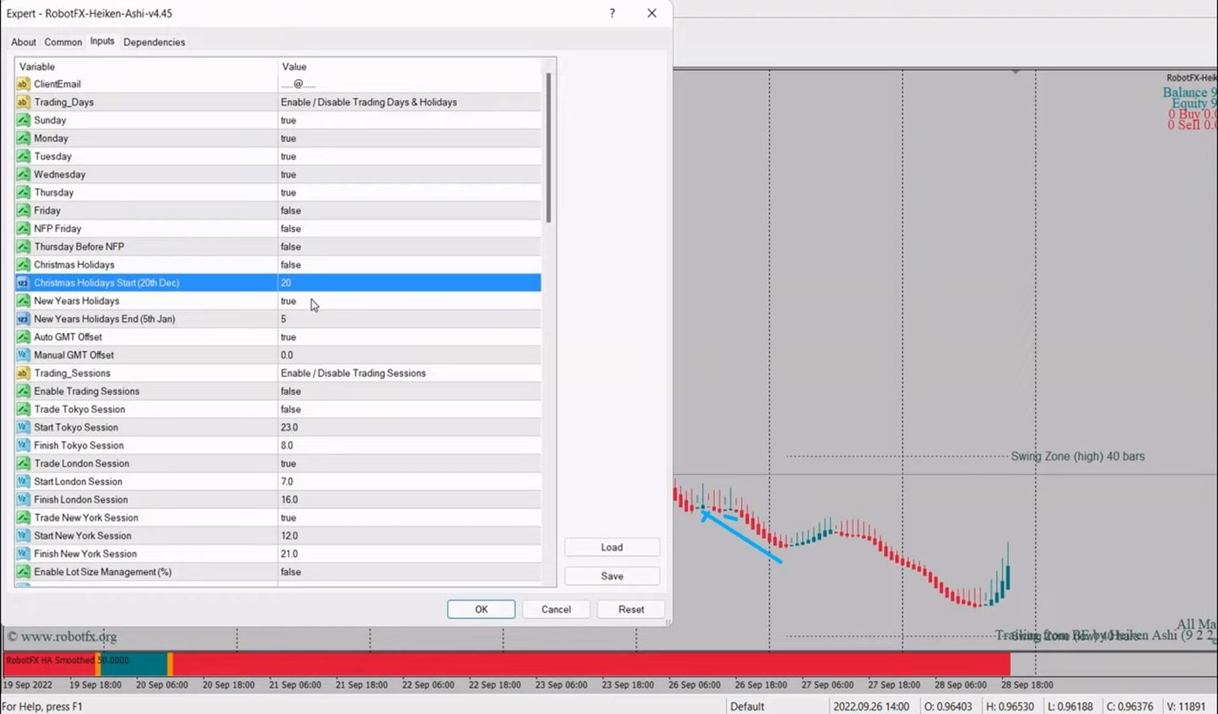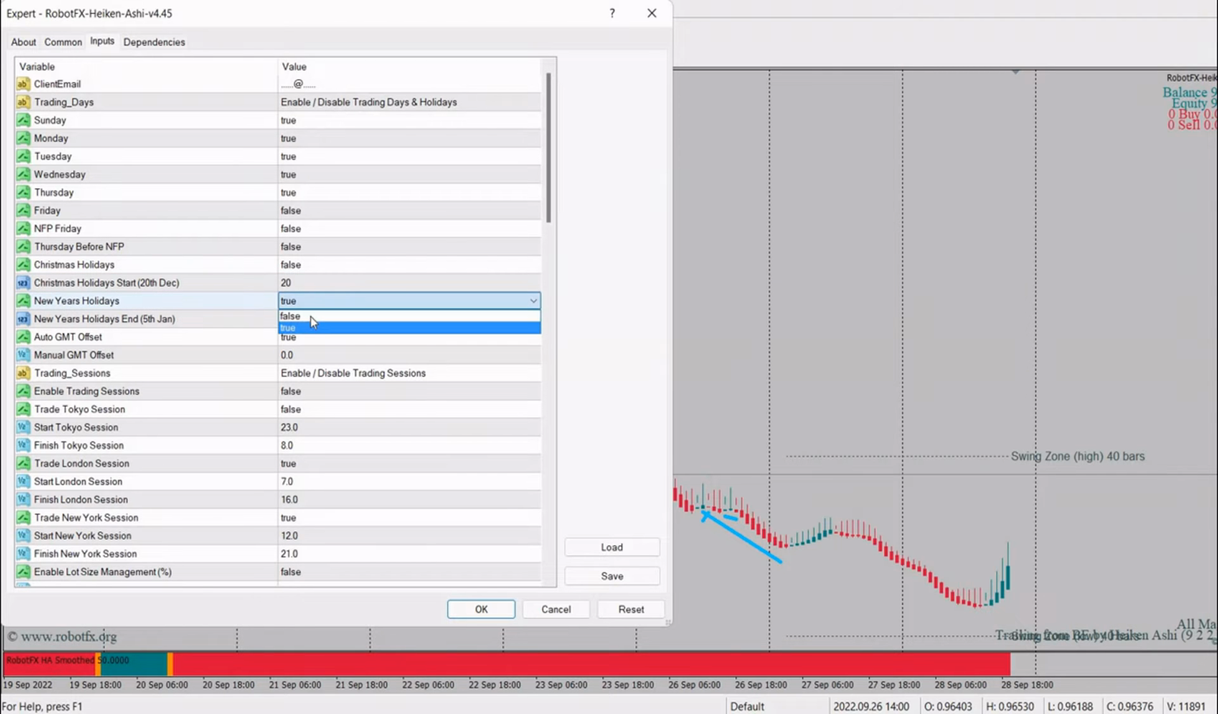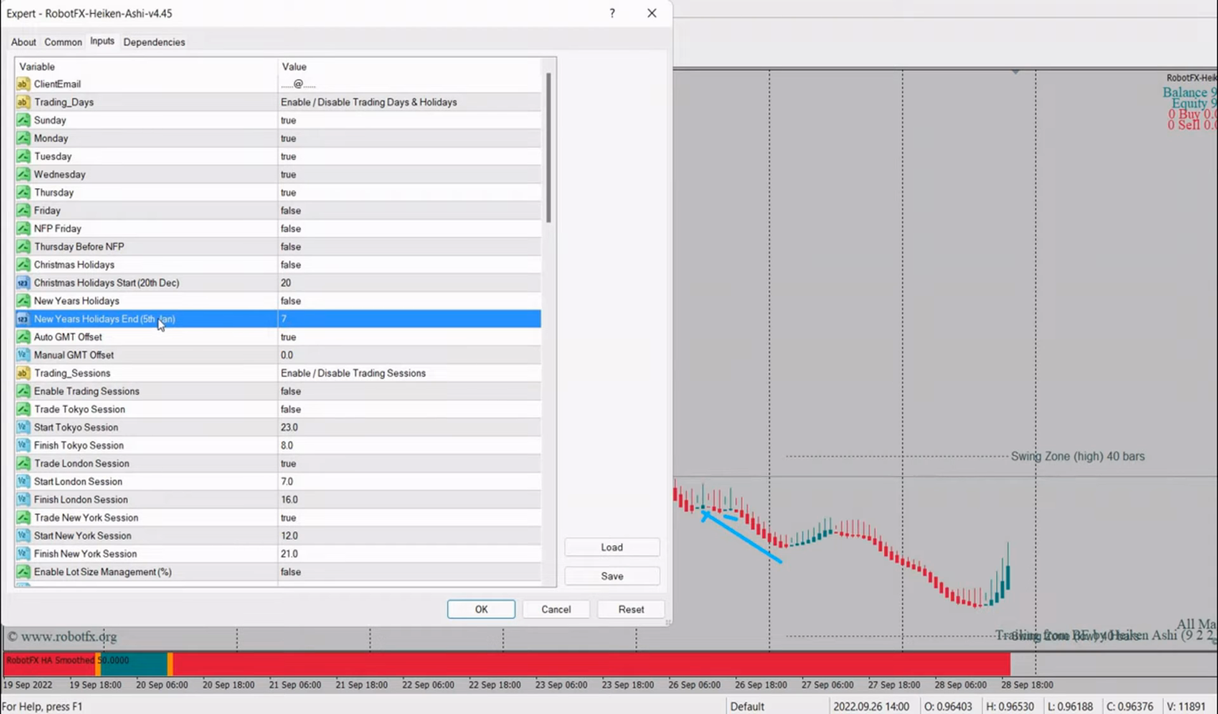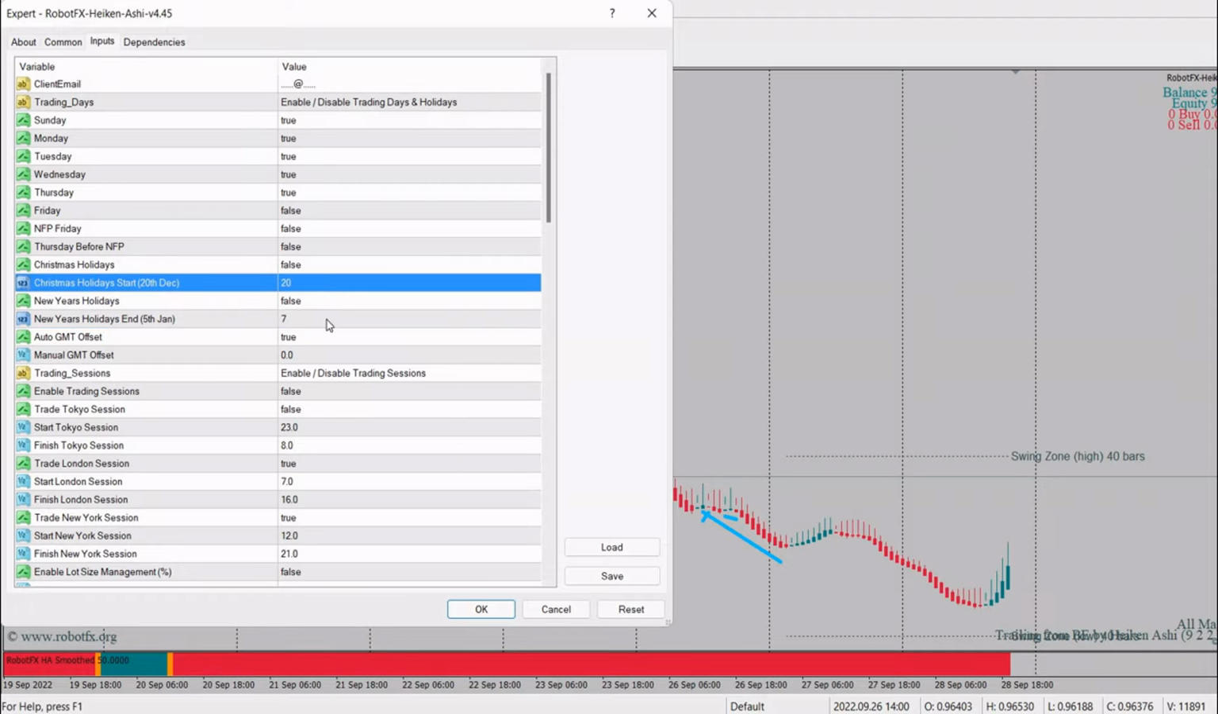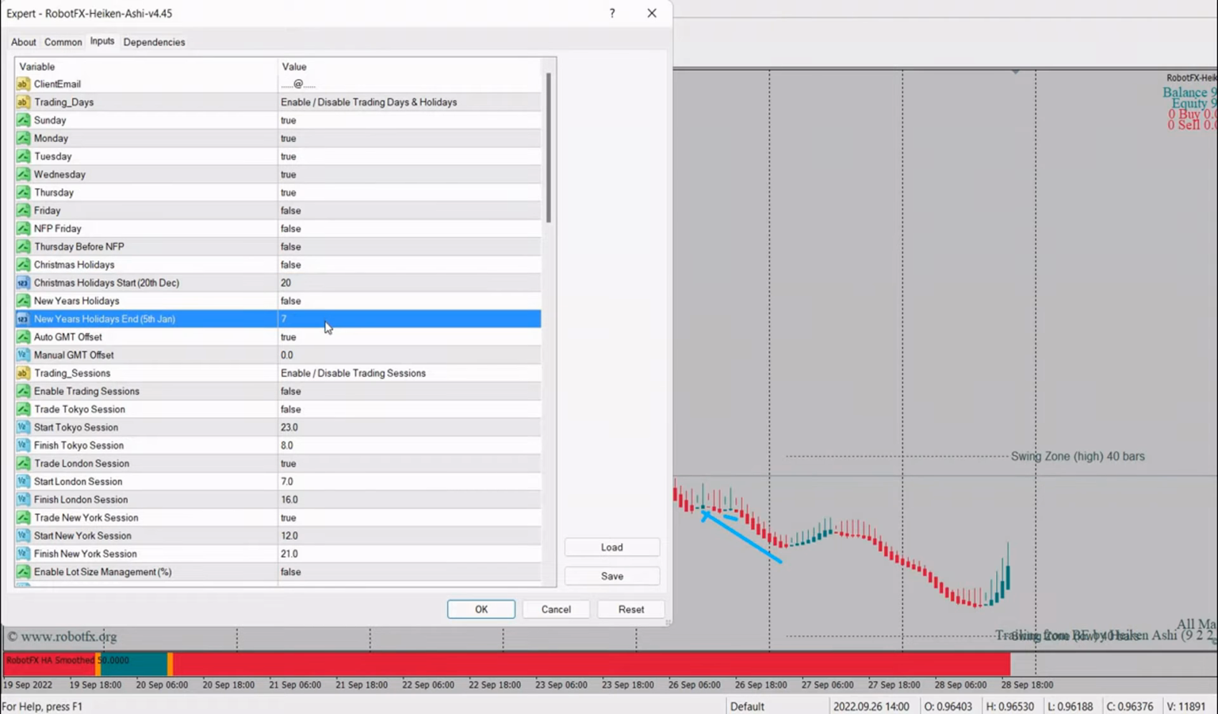And you can also disable trading for the New Year's holidays by setting the New Year's holidays to false. We don't want to trade, and enter the date when the New Year's holidays will end, which is 7th of January in my example. I think by default it was 5. And that means basically that for these winter holidays, the expert advisor will not trade between 20th of December until 7th of January included.